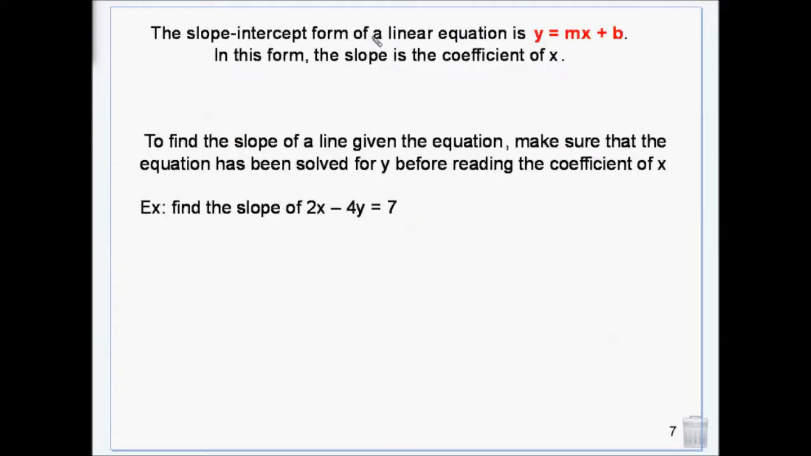And then we have what's called the slope-intercept form of an equation. It's a linear equation. Linear equation just means a straight line. So this is the equation of a straight line. In this form, we have y equals mx plus b, and m is still the slope. And then b is the y-intercept, which is where the graph or the line crosses the y-axis.